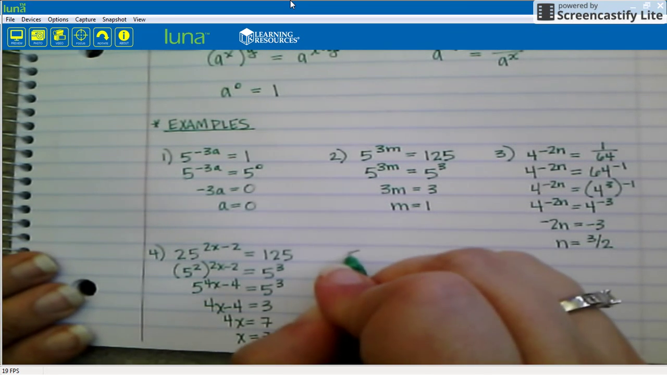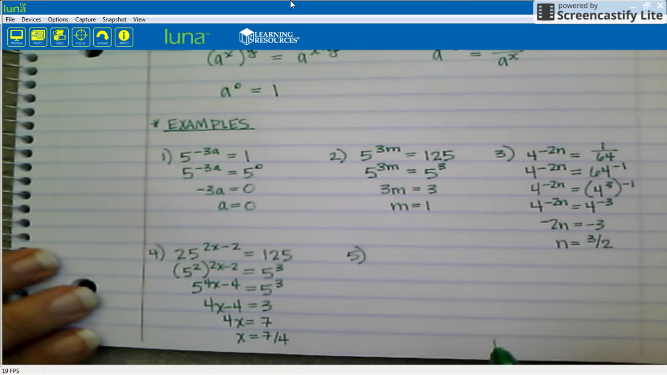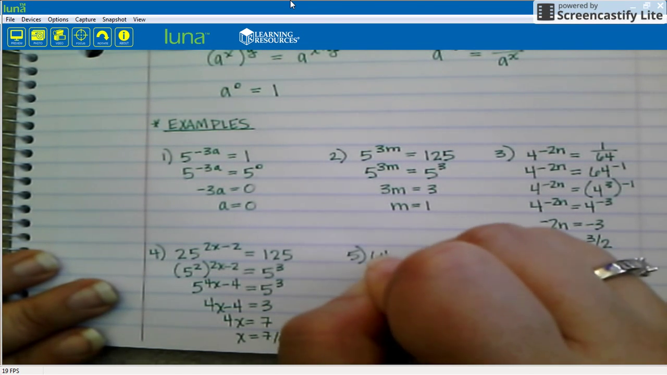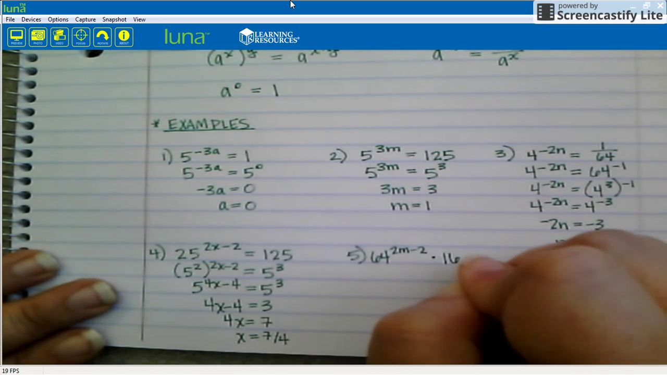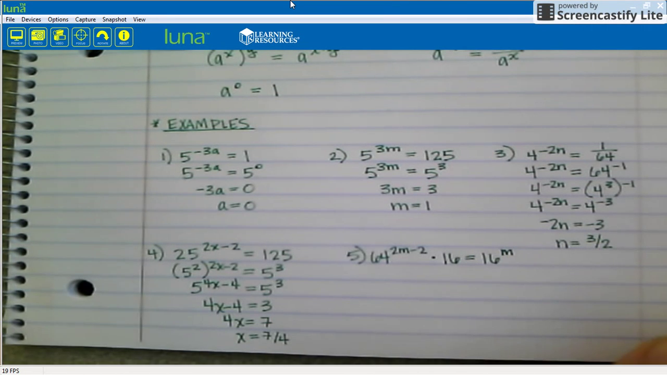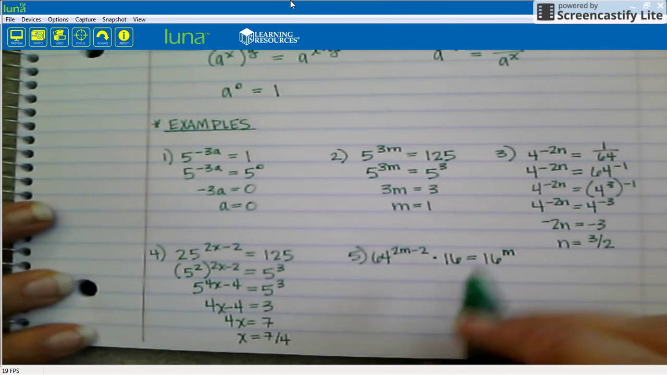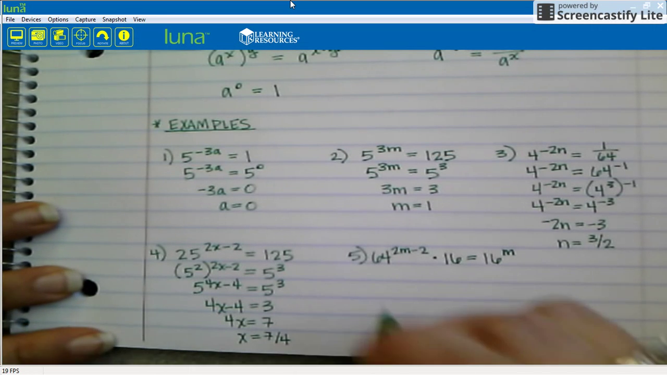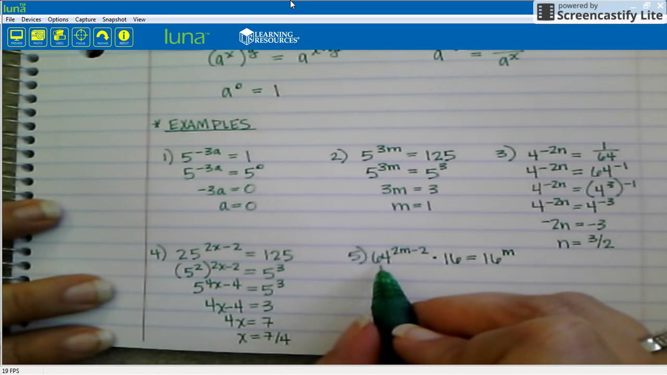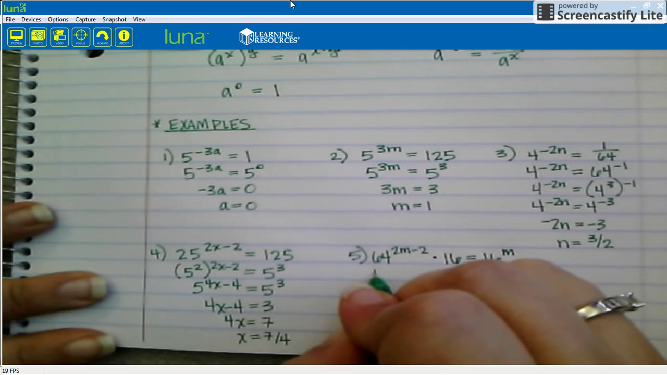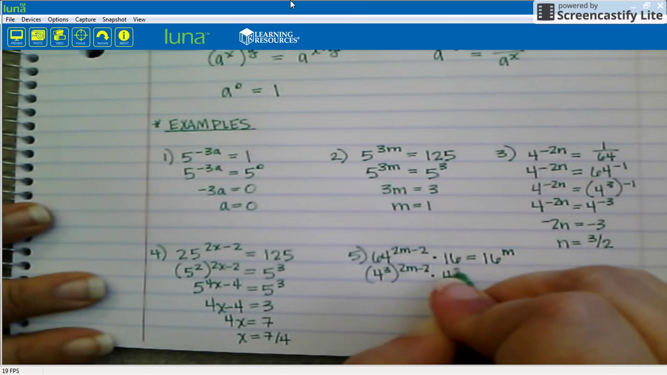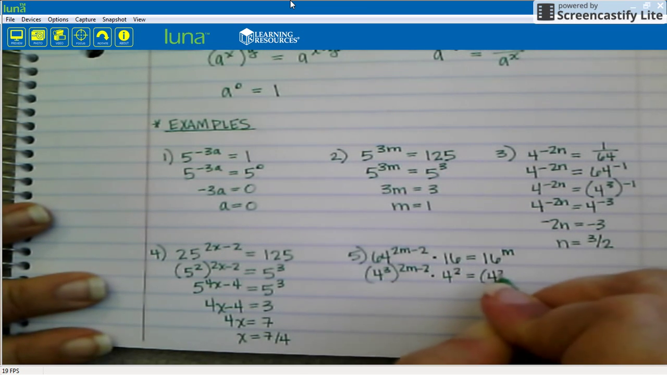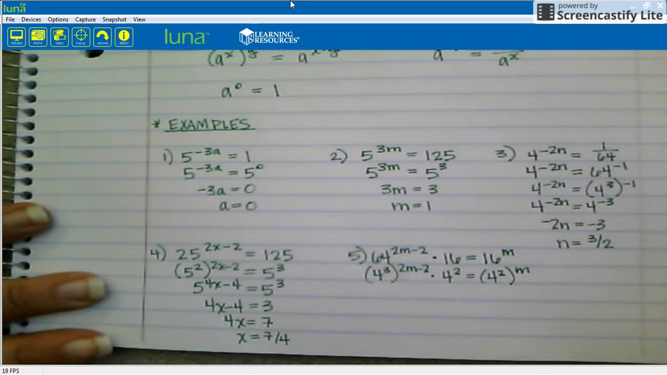And then sometimes you have to combine before you ever can solve. So if I have 64 to the 2n minus 2 power times 16 is equal to 16 to the m. Well, I'm going to have to rewrite 64 and both 16s. So 64 is going to become 4 cubed raised to the 2n minus 2 power times 4 squared is equal to 4 squared raised to the m power.